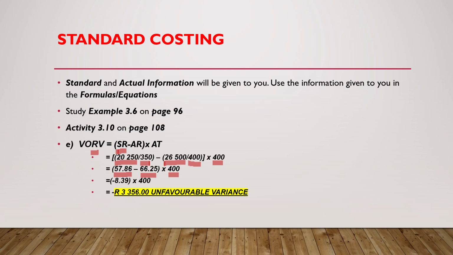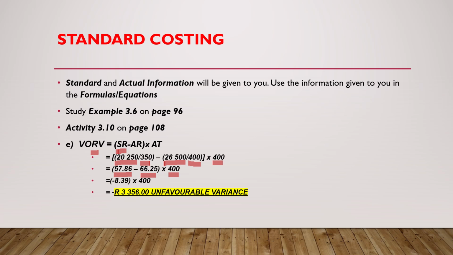So we planned to pay for variable overheads 57 rand 86 cents, but we actually paid 66.25, which is more than what we planned. So we had to put more money, which is 8 rand 39 cents, which is unfavorable to us, because this 8 rand 39 cents we could have used it to pay or buy something else, right?